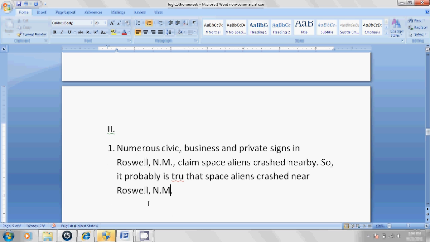Alright, numerous civic, business, and private signs in Roswell, New Mexico claim space aliens crashed nearby. Therefore, it is probably true that space aliens crashed near Roswell. Okay? This is an argument based on signs. Is it strong or weak? That's the question. What do you think? I don't know. I would say it's weak. The reason why is just because a town has a bunch of signs saying something doesn't make it true, especially when a large part of those signs are likely there because they are attempting to get tourism dollars. So since it's weak, we would also label it as uncogent. Just because there are signs doesn't make it true.